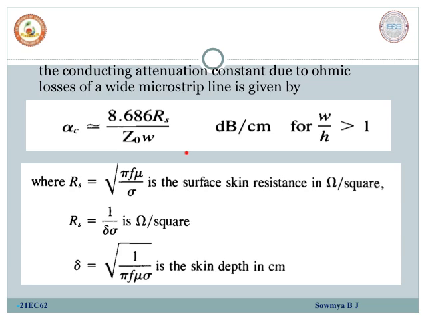where Rs is square root of pi f mu divided by rho, the surface skin resistance in ohms per square. Rs is equal to 1 by delta rho ohms per square, and delta is equal to square root of 1 by pi f mu rho, the skin depth in centimeter.